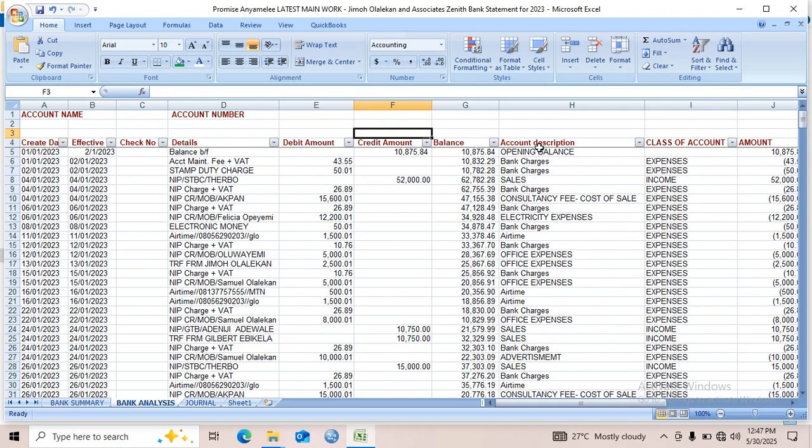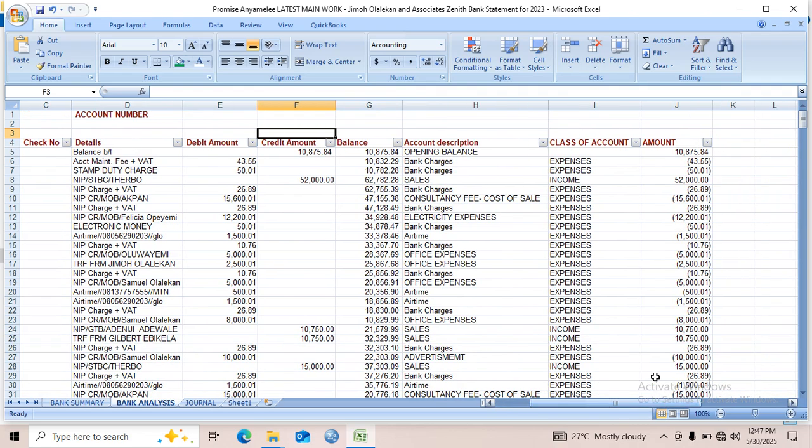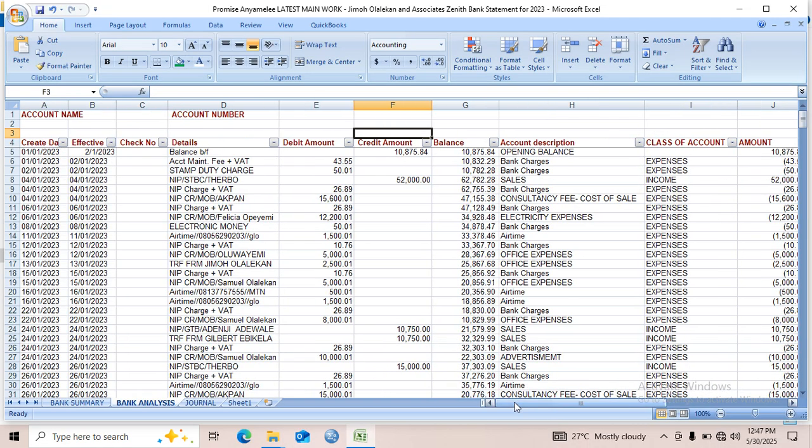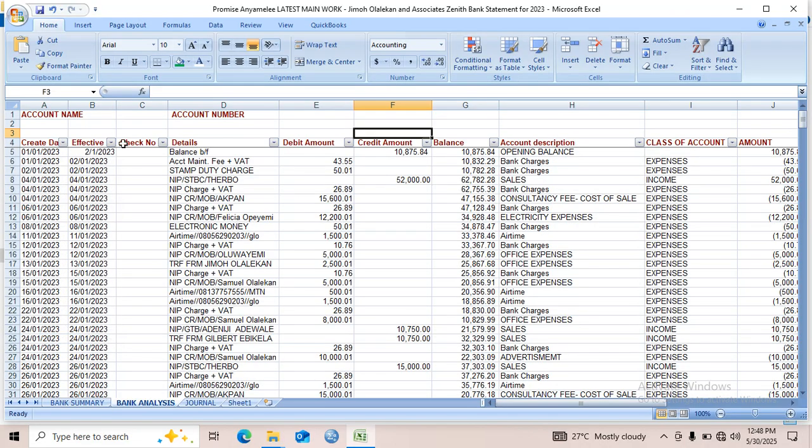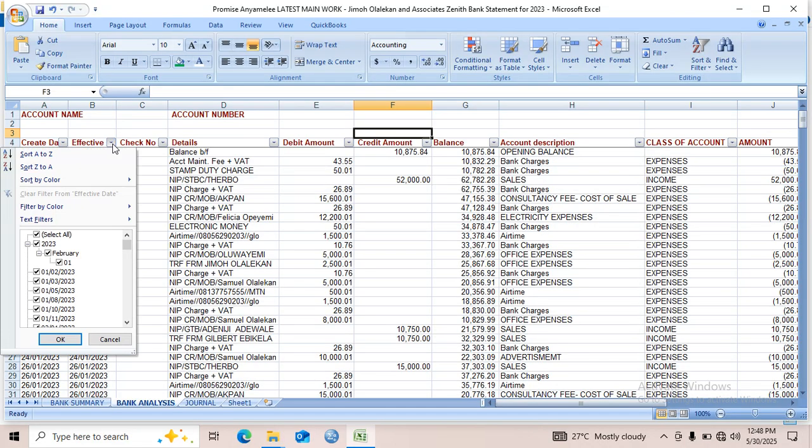The account description, the class of accounts, and also the amount, you won't get that. You are the one that is going to do that yourself when you are analyzing the bank statement of the business. And these arrows here, most times you won't see them. You are the one that is going to put them.